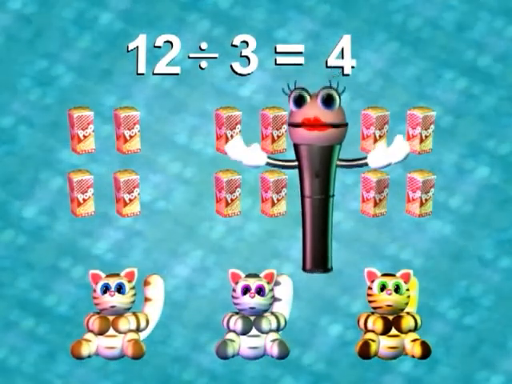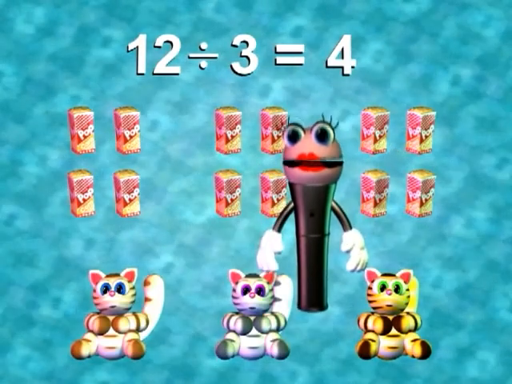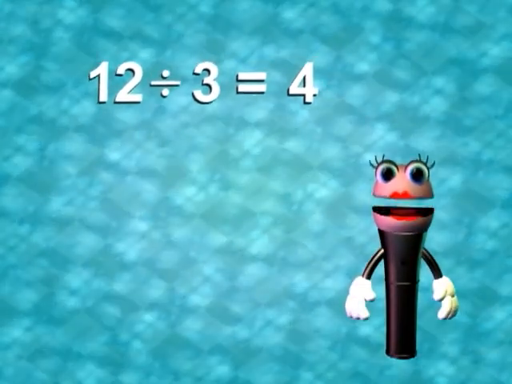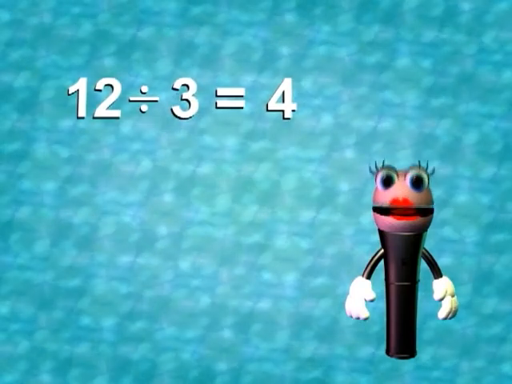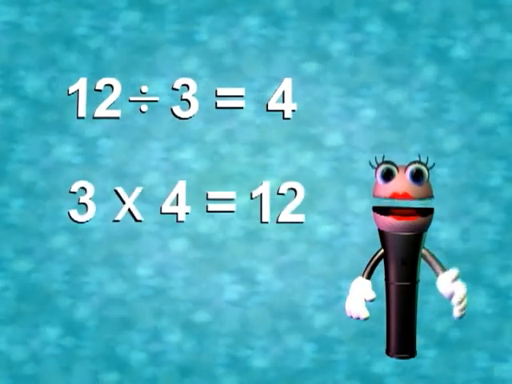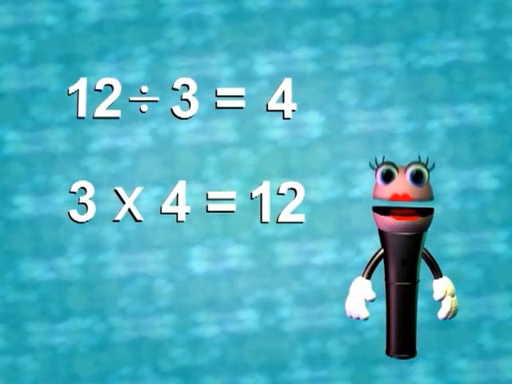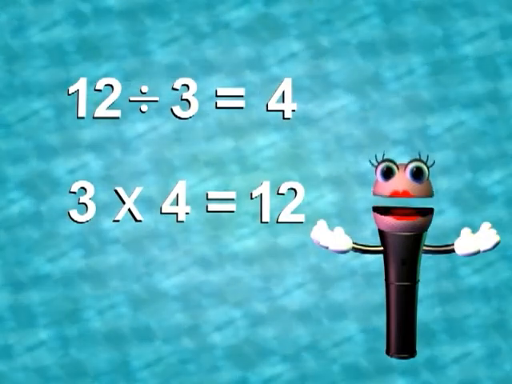You can always check your answer to a division problem by using multiplication. 12 divided by 3 equals 4, because 3 times 4 equals 12. Remember, division can be used to undo multiplication.